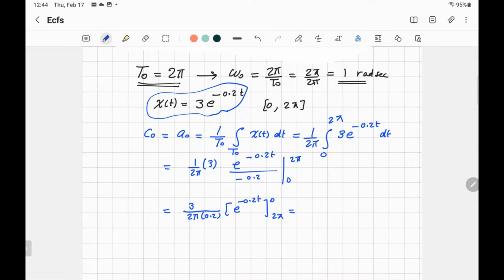3 over 2 pi times 0.2 is just going to be one number, so I can simplify it here: 3 divided by 2 times pi times 0.2. That is equal to 2.387. And then you start substituting. E to the power 0 is equal to 1, minus e to the power minus 0.2 times t, which is equal to 2 pi. Again, that is e to the power of some constant, so I can use my calculator and calculate the value. The C0, I think I did it.